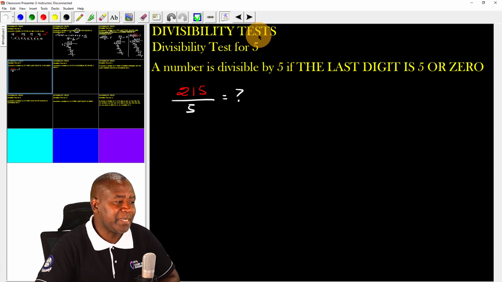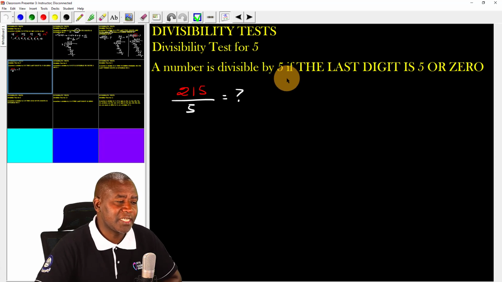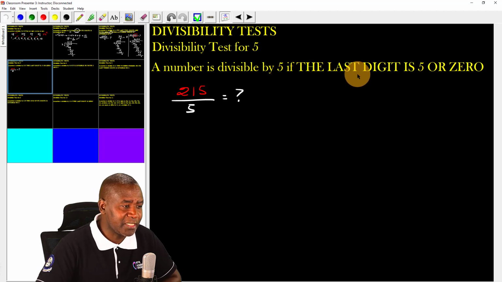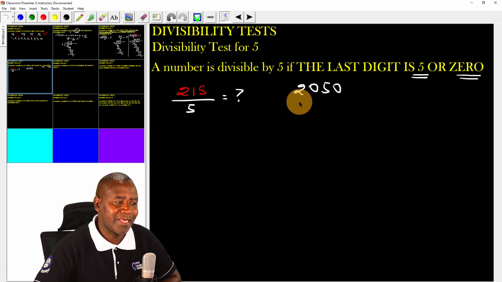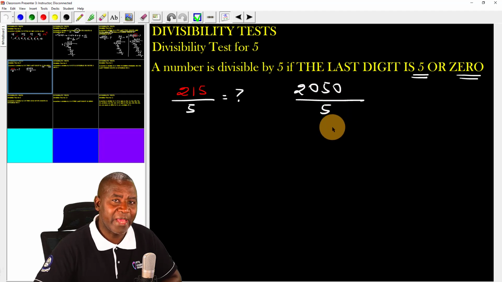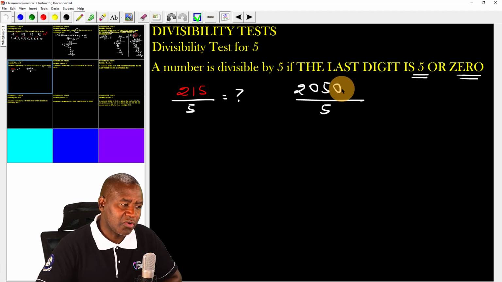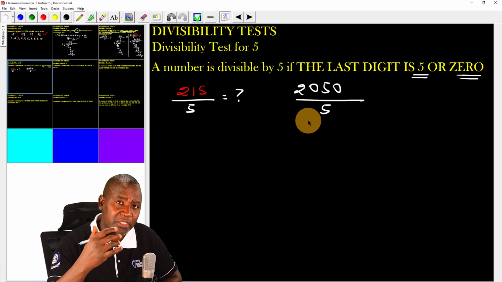It is one of the simplest divisibility tests that is out there other than 2. So a number is divisible by 5 if the last digit is 5 or 0. Here it is 5. Let's look at a number with 0 at the end. Is it divisible by 5? Exactly, because it's got a 0 at the end. It must be divisible by 5 because whatever number we'll be remaining with will either be 10, 20, 30, 40, 50, and those numbers are divisible by 5.